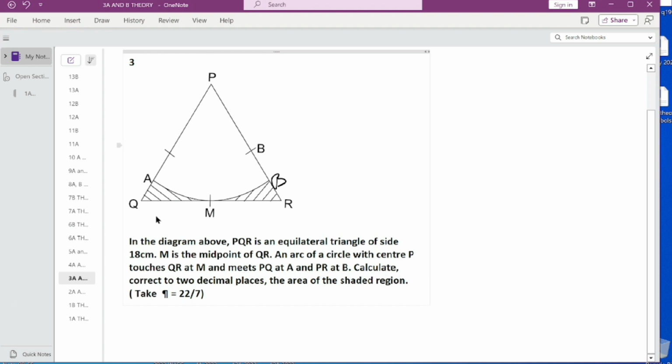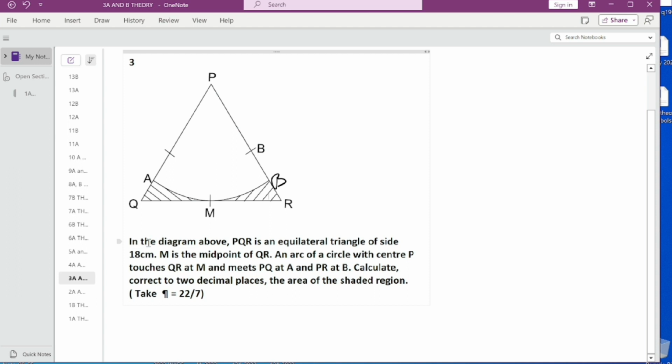Looking at this question, the shaded region is this part, and for us to calculate the area of the shaded region, we know we can't find it directly. We have to find the area of the triangle and find the area of the sector. Once we find both, we'll be able to subtract the area of the sector from the area of the triangle to get our answer.